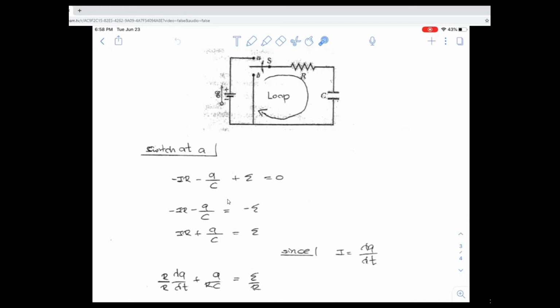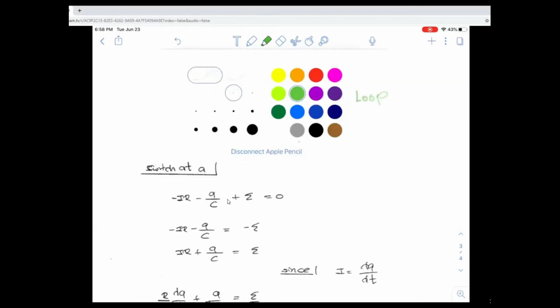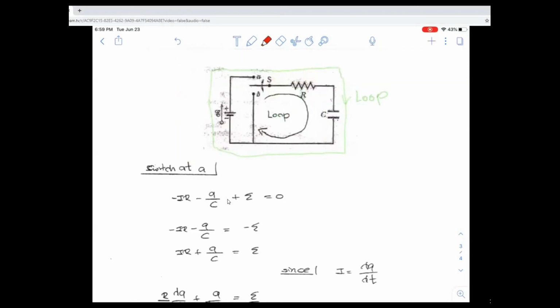So once again, you connect these two. This is going to be your point A. The current is going to be moving in this direction. And then you have to loop. You have to figure out which direction you want to loop this. My preferred direction is usually clockwise, so the loop is going to be moving this direction. I'm going to have the current move in the same direction, so I'm going to assign an arbitrary direction for the current. Notice that the current and the loop are in the same direction.